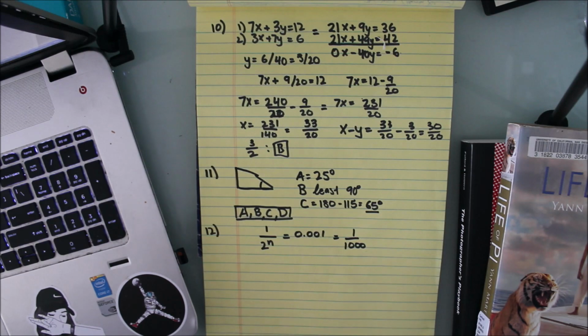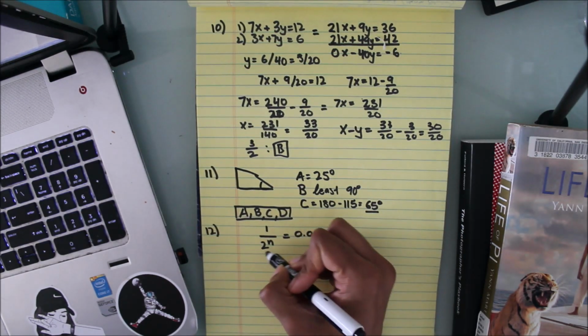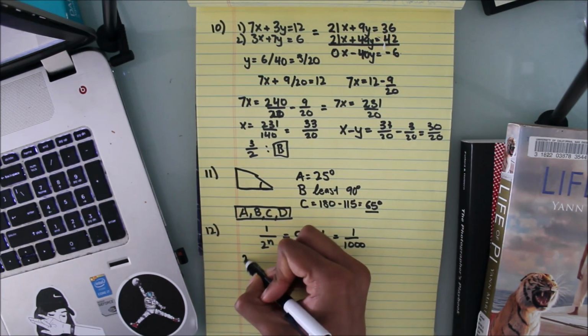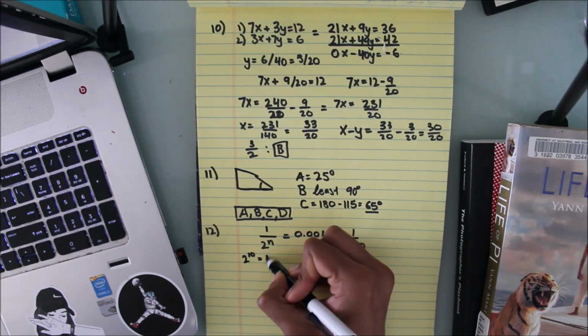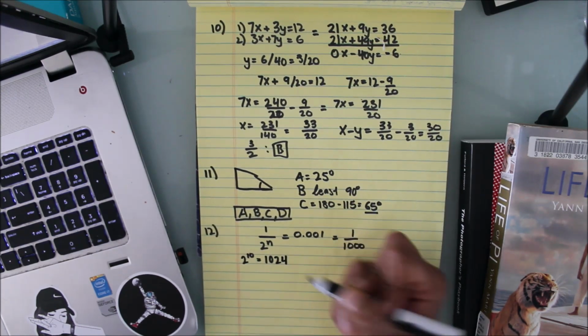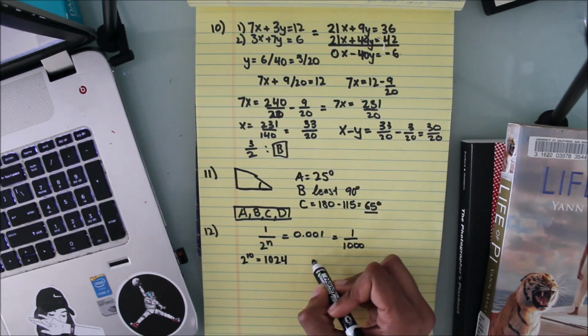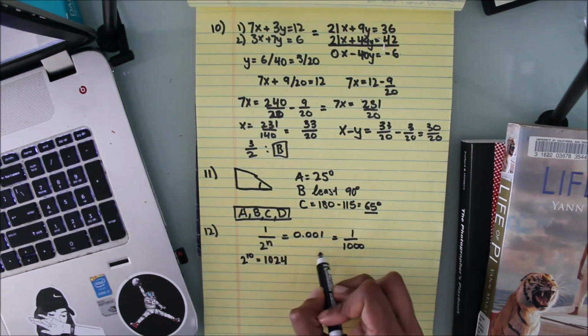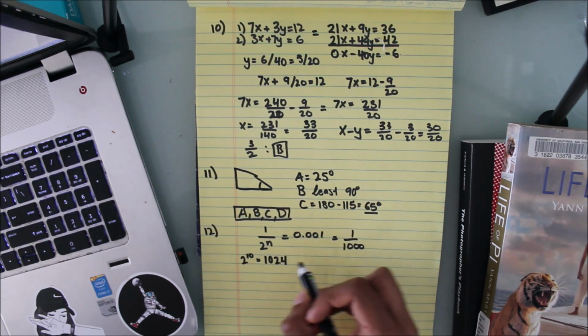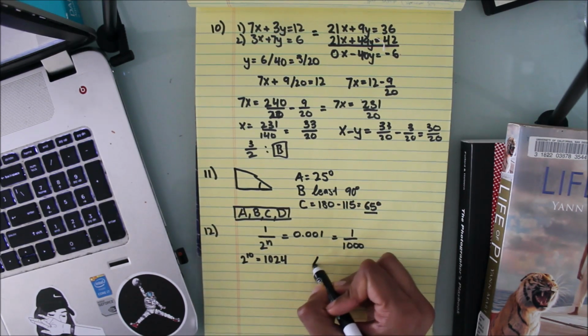Knowing this fact is always helpful when it comes to knowing your powers of 2. 2 to the power of 10 is 1024. And as 1024 is greater than 1000, we know that 10 is going to be the first integer for n where the value is going to be less than this. So the answer for number 12 is going to be A.